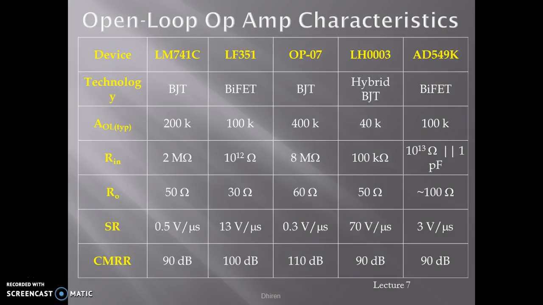Open loop gain is 200 into 10 to the power 3 for op-amp with input impedance 2 mega ohm. That for LF351 is 10 to the power 12 ohm, which is quite significant as compared to 741 op-amp. Output resistance is 50 ohm, slew rate is 0.5 volt per microsecond, and CMRR is 90 dB.